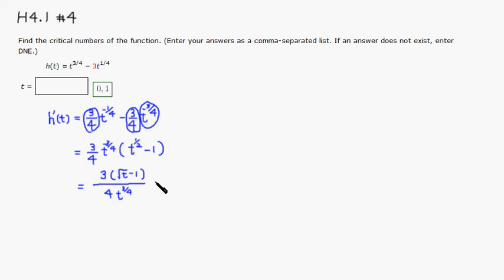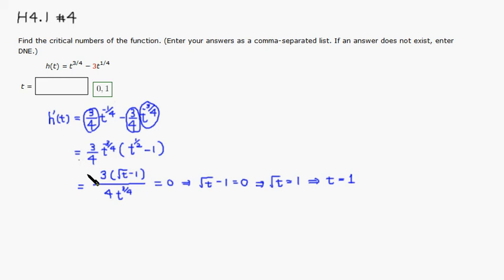So by setting this equal to 0, you see that, right? So it's a fraction. You just have to make sure that the numerator is equal to 0, right? You can divide by 3. All right, then you see that this means that the square root of t has to be equal to 1. Then square both sides. t is equal to 1, right? So that's one of the critical numbers.